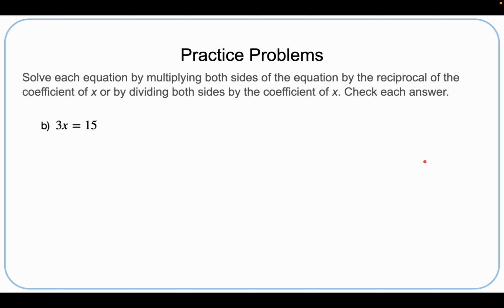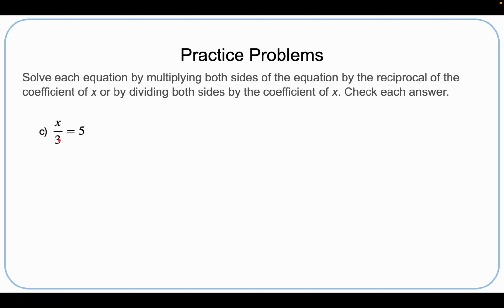Next problem, 3x equals 15. This one, obviously, we want to use the division rule here. We want to just go ahead and divide both sides by 3 to isolate that variable. The 3's cancel out. We're left with x equals 15 divided by 3, which is 5. And of course, we can go back and plug that in. 3 times 5 does equal 15.